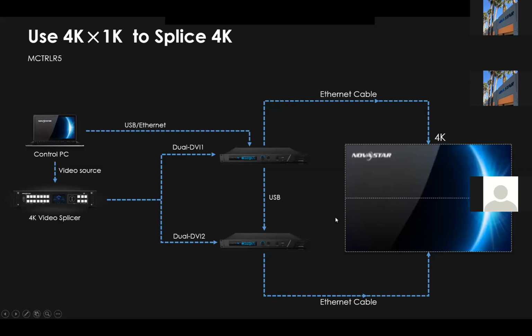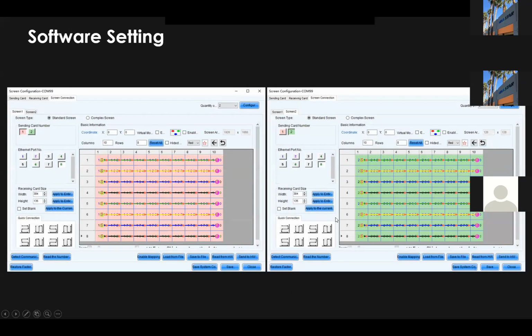And in the software settings, you will find the difference. Before, we used the full HD level and we had this 2x2, right? And now, with 4K by 1K, we just use only 2, right? Also, we don't need to set the coordinate offset. The video processor can give everything to the R5.